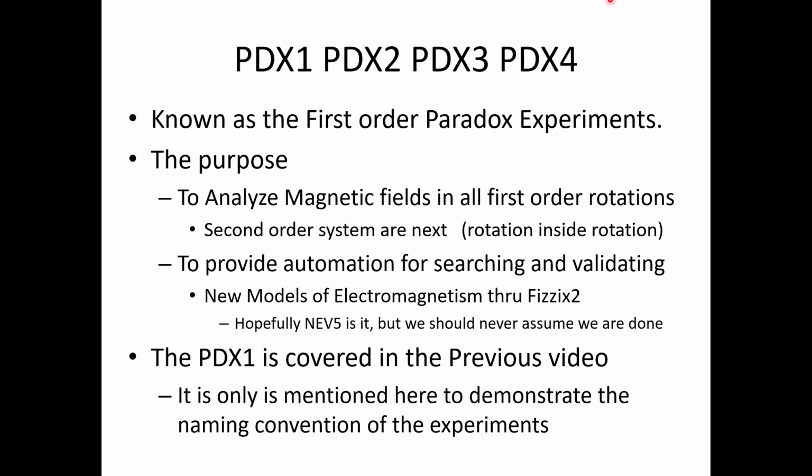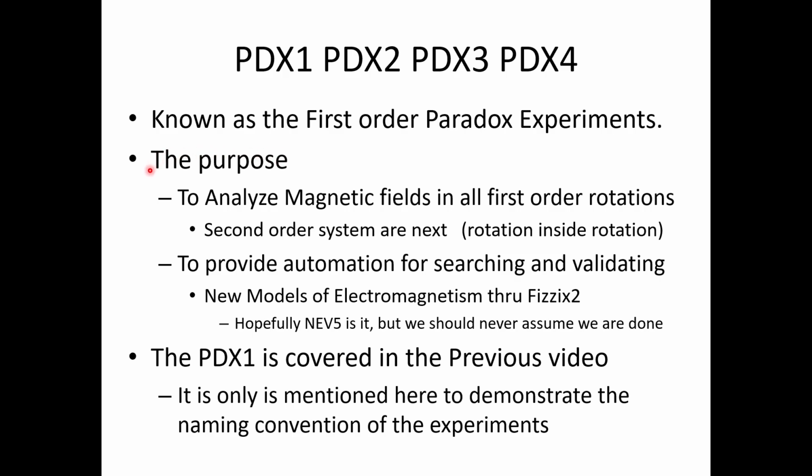Okay, so all of these experiments, Paradox 1, 2, 3, 4, are known as the first order paradox experiments. The reason why they're first order is they only rotate in one dimension. And that was the limitation of the old Physics 1 software. It could only do rotations in one dimension. And that's why the new Physics 2 software was developed, because we want to start rotating magnets in different dimensions. In other words, we want to have rotations inside of rotations.